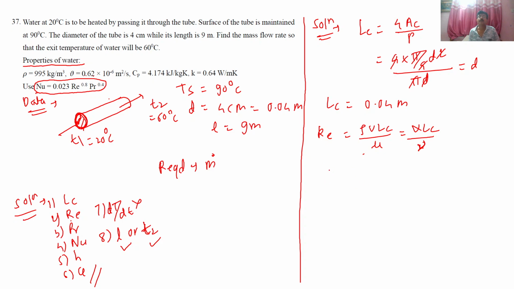How to do? M dot is equal to rho times area of cross section times velocity. So what is velocity?